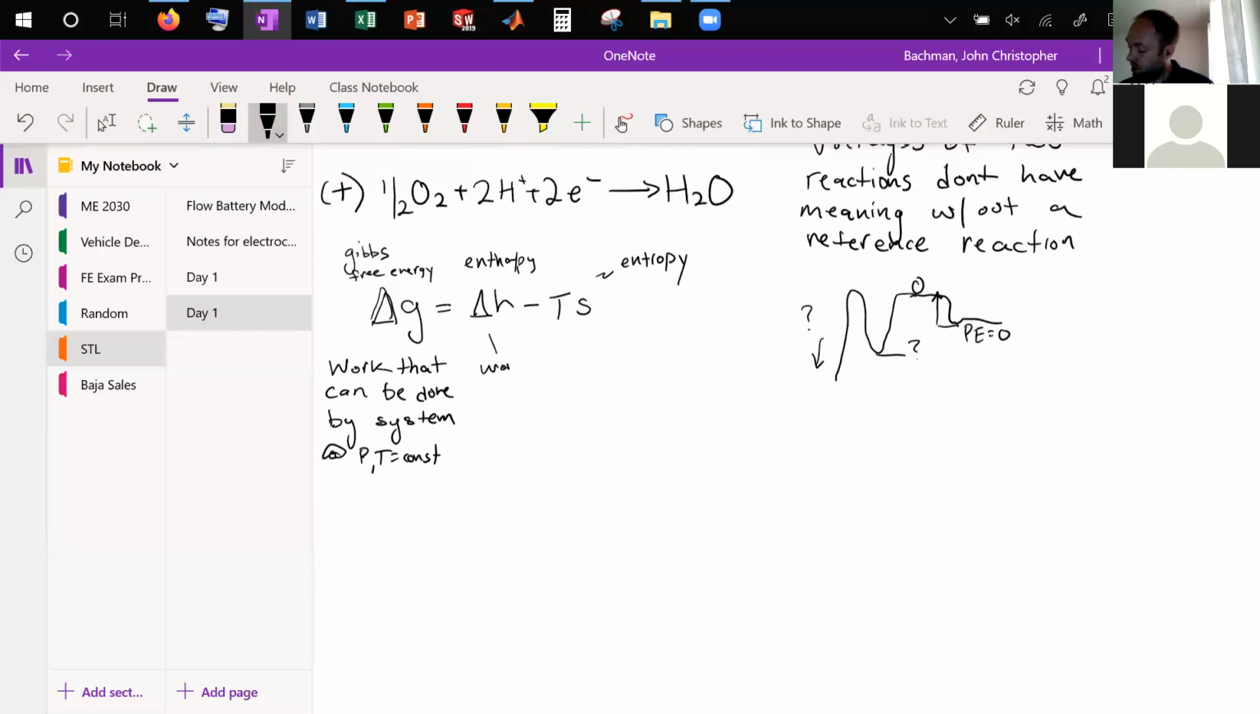This is work that can be done by a system at constant pressure, right? So that's used a lot for combustion and getting heat off of combustion reactions. Of course, those systems are also limited by Carnot and the second law of thermodynamics, but this is kind of the max. Let's say you had infinitely hot systems, they could approach this. Entropy is how likely you are to get that system.